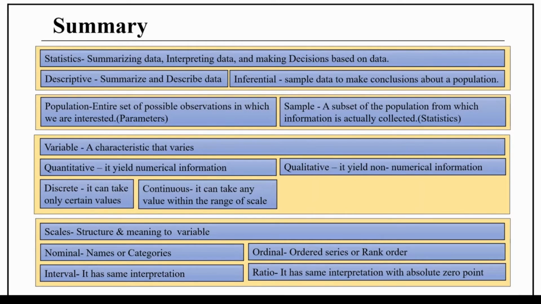Now qualitative variables also include nominal scale and ordinal scale. Nominal scales are categorical or names in unordered fashion, for example religion, and ordinal scales are rank order, for example military rank. Now this ends our summary of the topics which we have covered till now.